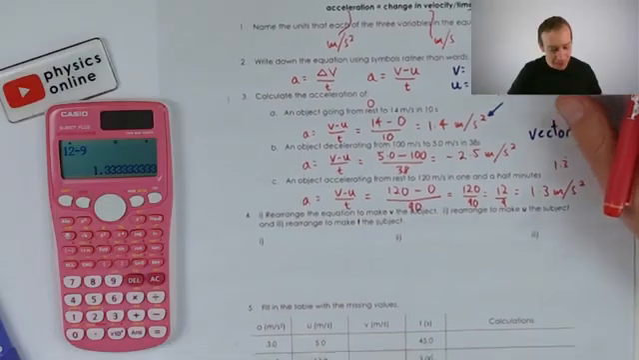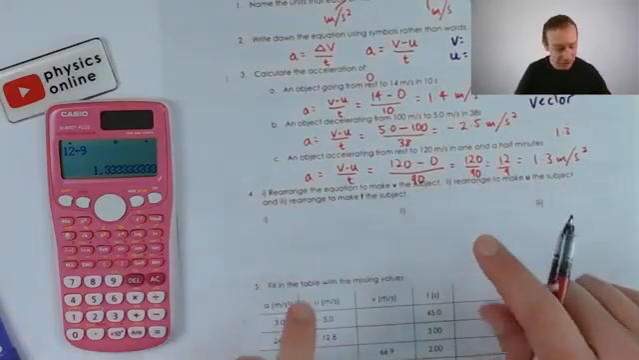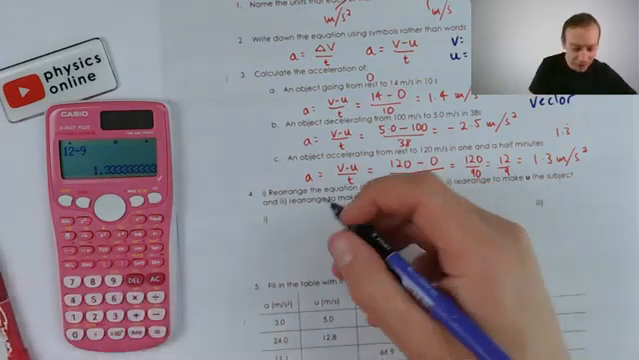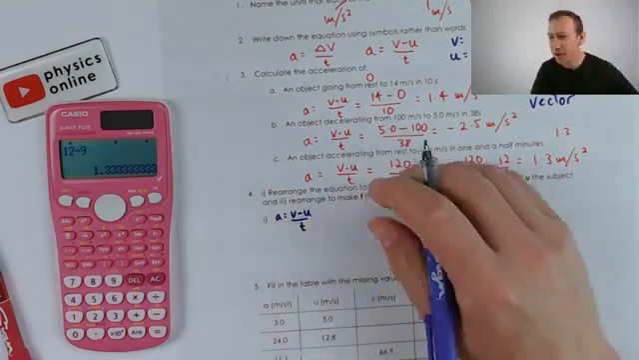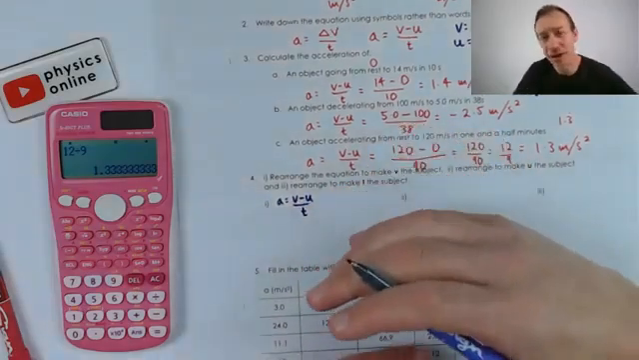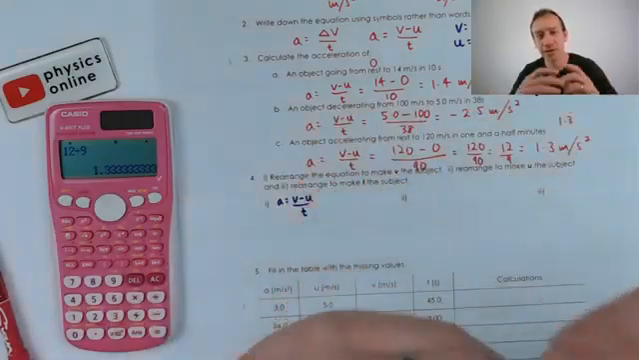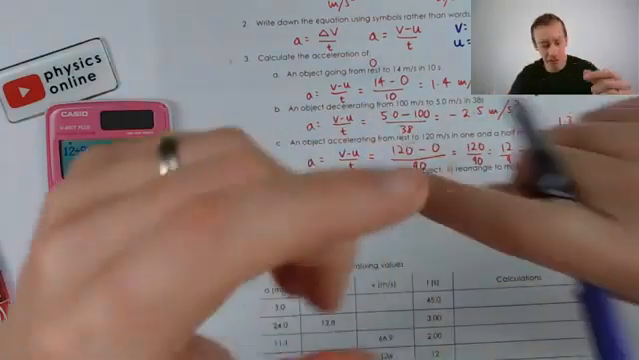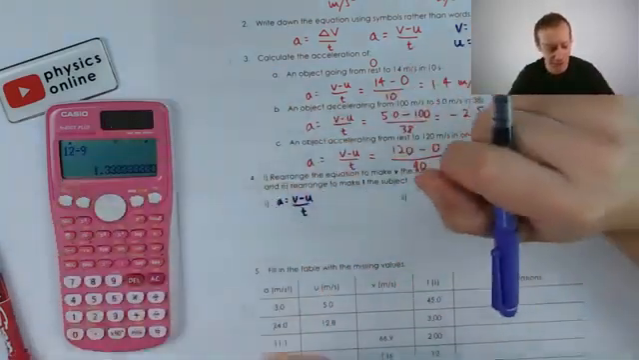Cool. Right then, rearrange the equation to make v the subject. So I'm going to start with a equals v minus u divided by t. And this is a nice example of rearranging an equation where you can't just rely on that kind of formula triangle. You've got 4 different things, and therefore you need to have this skill of rearranging equations.